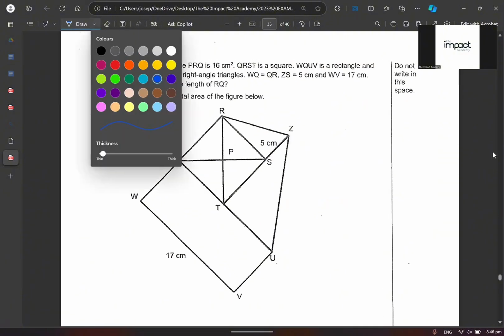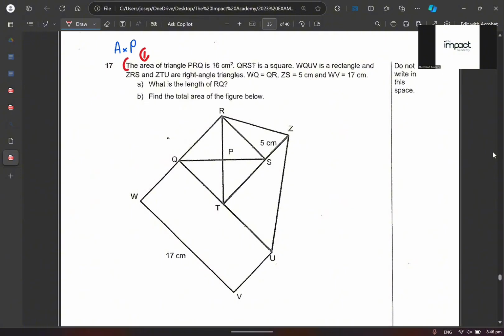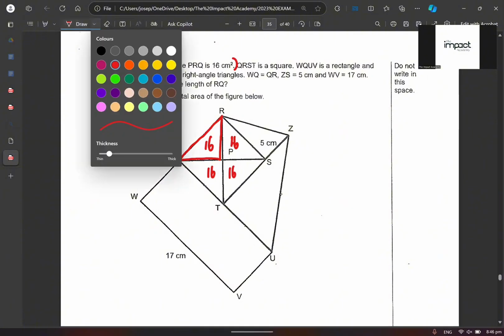Now, we are going to break it down one by one. We're going to look at each of the questions and see what it really means to us. The first one says the area of the triangle PRQ. Where exactly is PRQ? PRQ is this triangle over here, and it is 16. Do you all agree or disagree? If this is 16, then this has to be 16 as well, and this has to be 16, and this has to be 16, because they are identical.